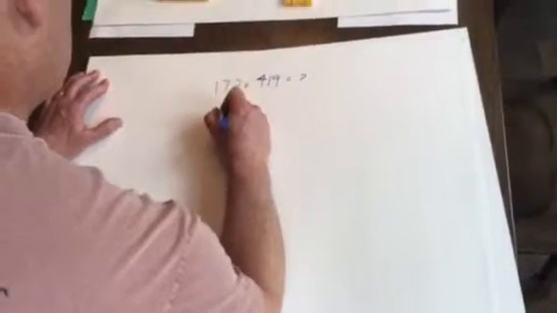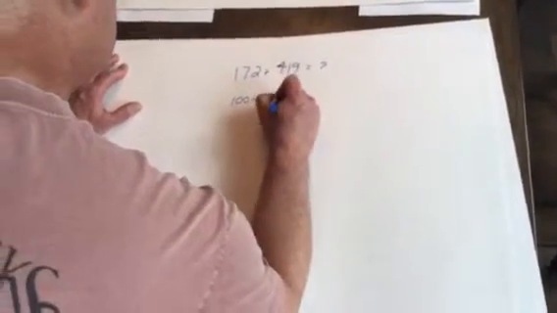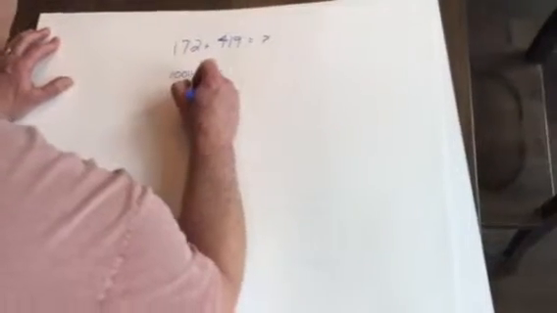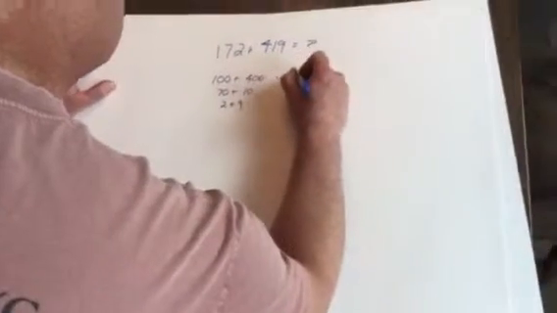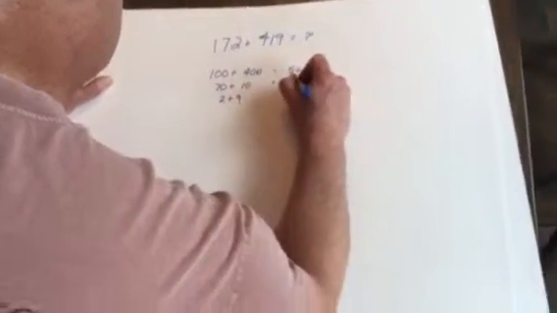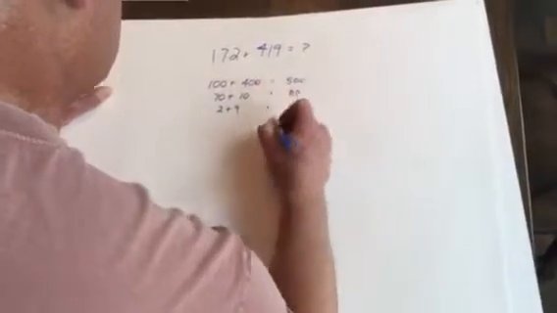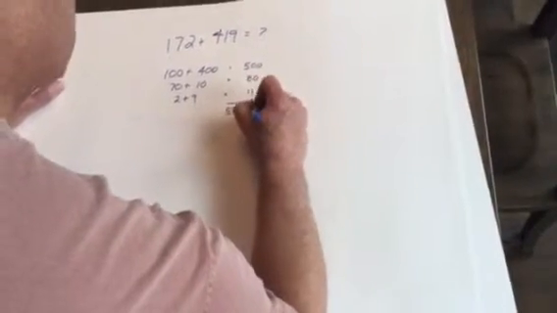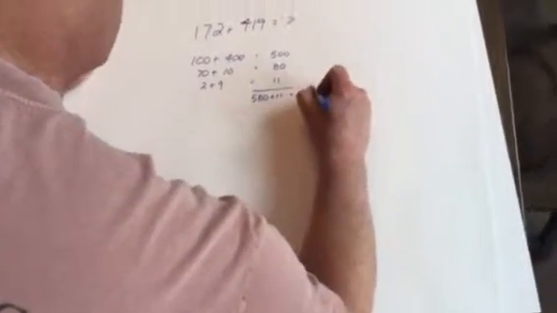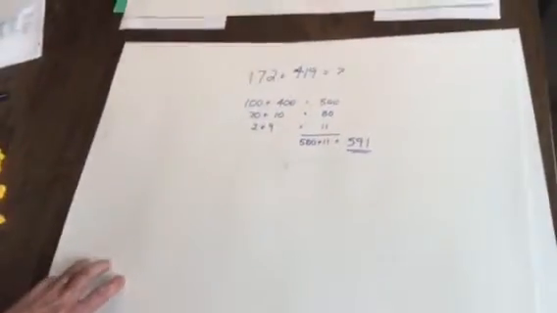Let's write our equation down. What we do here is we write down our hundreds: 100 plus 400, 70 plus 10, and 2 plus 9, which gives us 500, 80, and 11. If we add those up, we get 580 plus 11, which is equal to 591. Which is awfully close to the 600 that we estimated.